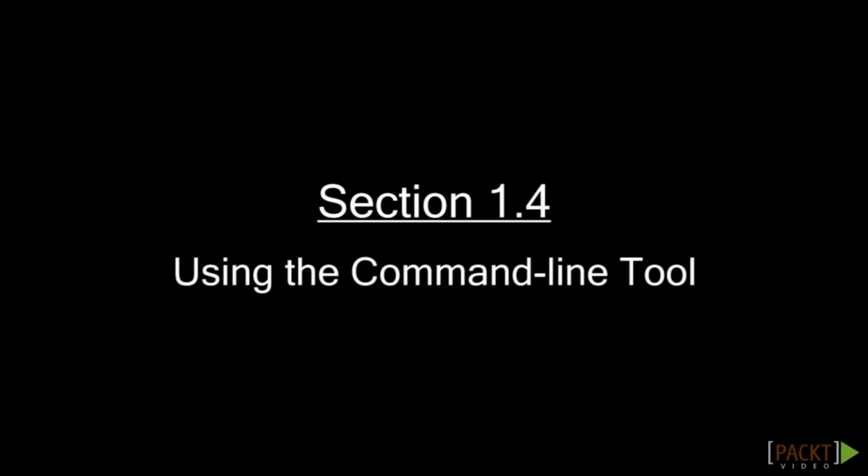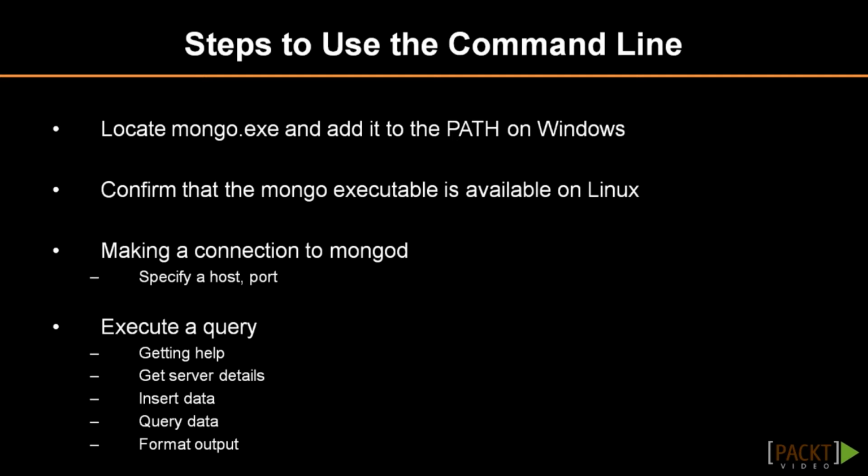Now that we have the MongoDB server component set up and running, we need to start using it to store and manage our data. In this video, we will explore using the built-in command line client to work with data. First, we'll make sure that we can run the MongoDB command line client and that its location is present in the path on both Windows and Linux. We'll then move on to make a connection, including specifying the host and port for connections to servers that may not be following typical MongoDB conventions. We'll then explore how to get help on the command line, show server details, and manage and format data.